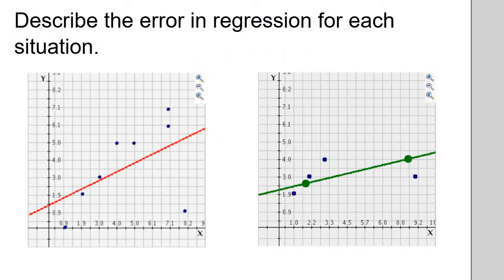So now let's describe the error in regression for each of the following. What is the error in this graph? Is the line of best fit appropriate? If you take a look at the points, there are 3 points below the line, and 4 points above it, and one point that is basically on the line. So is this the best line of fit for this data? Well, the answer is no.